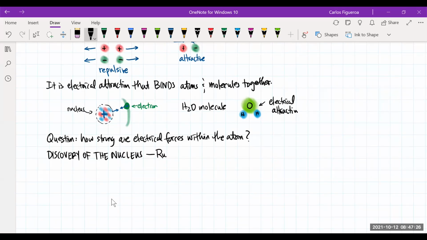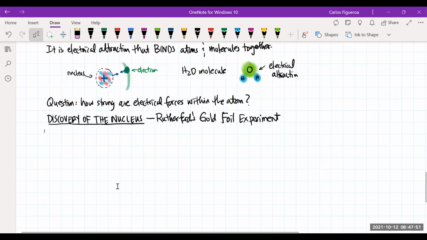And this is Rutherford's gold foil experiment. This is a very, very famous experiment in physics. So the way it works here is that Rutherford at this time had most of his career in England, but for a period of time, he worked in Canada.